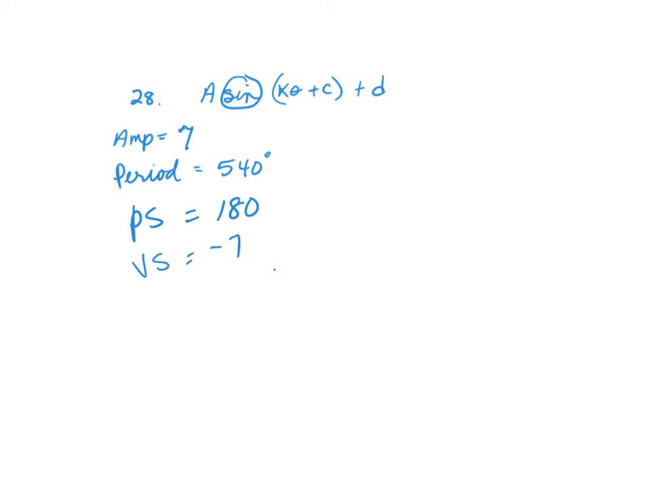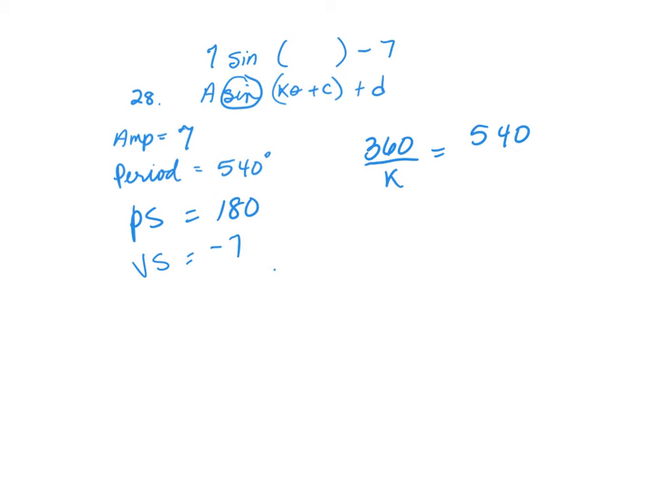Okay? So the way I do it is I look at the amplitude as A, so I have a 7, so I already know that. I don't know my K or C, but I know my D is negative 7. So we need to find the K and C, which is the hardest part of this exercise, but it's not a big deal. So when you look at period, it's 360 over K equals 540.